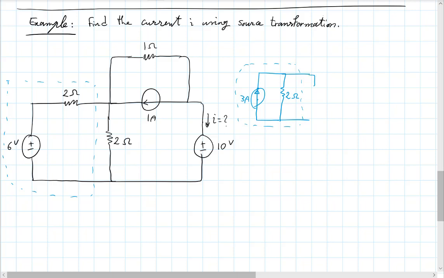And so now the rest of the circuit, I have this other 2 ohm resistor here. And I have this 1 ohm, 1 amp. So I'm just simply drawing the rest. And remember that I'm interested in this current I. Okay.